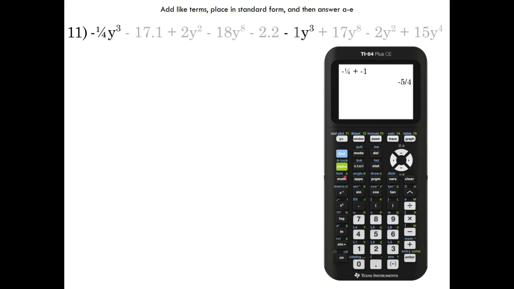You can then click math, scroll down to DEC and press enter, and you get negative 1.25. It's just easier to write it as a decimal, but you could write it as a fraction, negative 5/4, or you can write it as negative 1.25 y to the third. And then cross out both those terms.